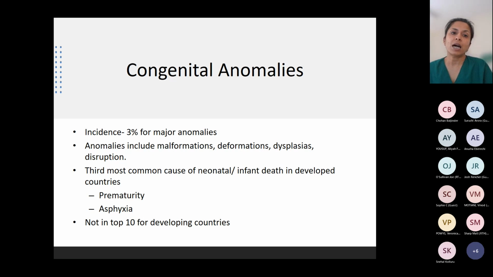An interesting phenomenon is that this is the third most common cause of neonatal or infant death in developed countries. And so you can see the urgency and the relevance of it. The first two being prematurity and asphyxia. And yet, very importantly, it is not even in the top 10 for developing countries for cause of neonatal or infant death. So the perspective needs to remain here.